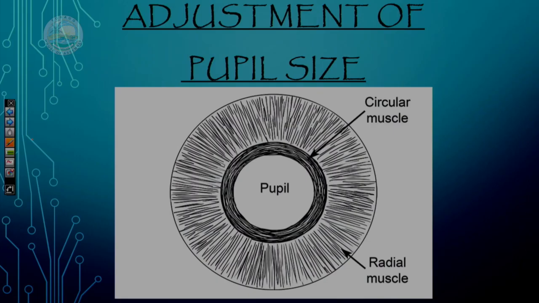So one of the processes in accommodation we said was adjustment of pupil size. What you should understand about your pupil is that it is controlled by the iris. So in the iris, you have two types of muscles. You have circular muscles, which obviously go in a circular pattern around the pupil, and you have radial muscles. These are the ones which obviously radiate from the pupil. So they go in this sort of fashion.